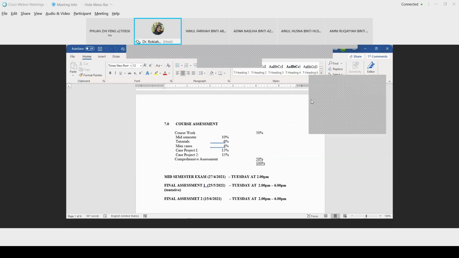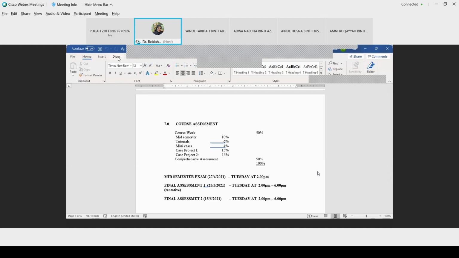Okay, so the thing that I just want to focus on here is only these course assessments. For course assessments, you have 50% for your coursework. Mid-sem will be 10%. The date will be on 27th of April. And this mid-sem will cover topic 1 and topic 2 only.